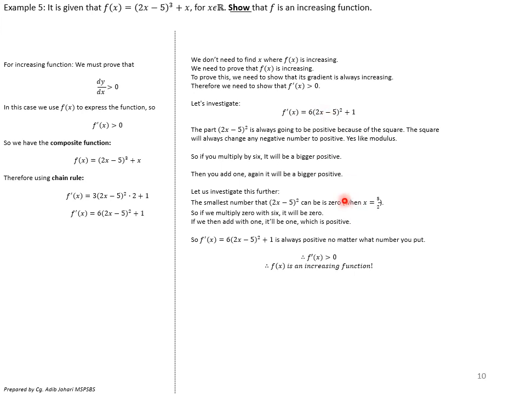Which means that f dash x is always going to be greater than 0. So it's going to be positive. If your dy over dx, your f dash x, is always greater than 0, it means that your f(x) is an increasing function. Okay, so try to understand the difference between example 4 and 5. There are a lot of examples in your past year papers asking this type of question. If you can do this, then you can do the past year questions.